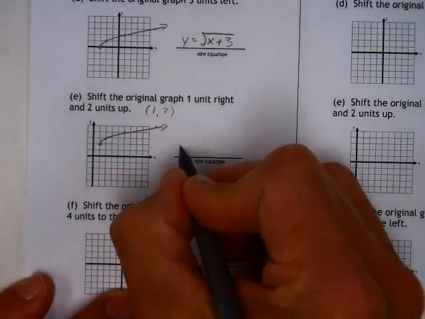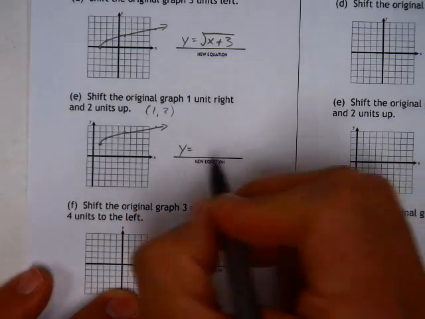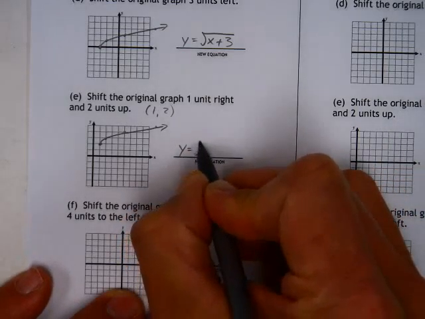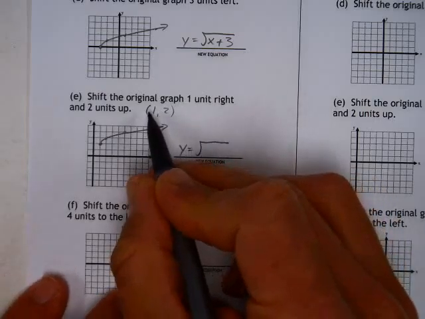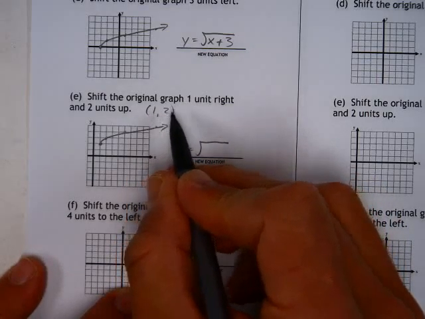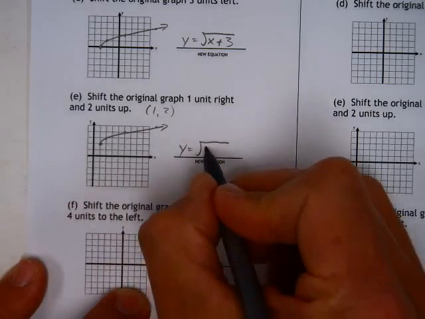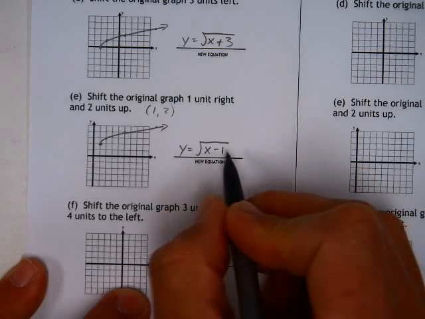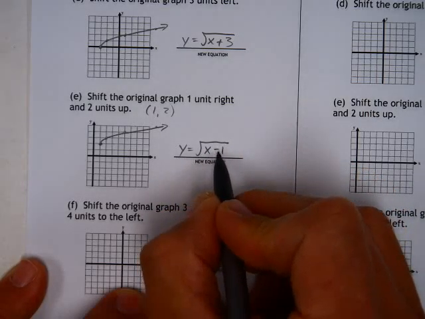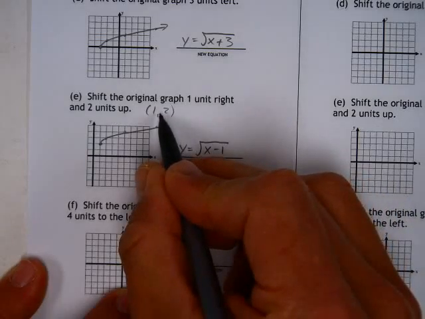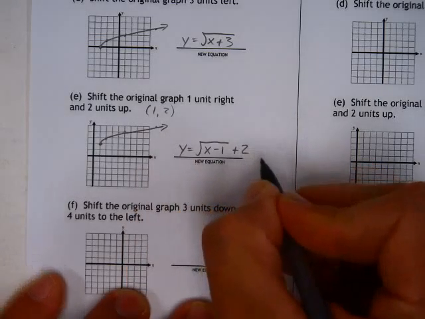But we want to see what's starting to happen to the equation. Okay, the square root of, so we have something going on inside and outside now. It's to the right, so that's an x minus 1. The opposite of what we would think inside, but exactly what we think outside. The up 2 means it's going to be a plus 2.